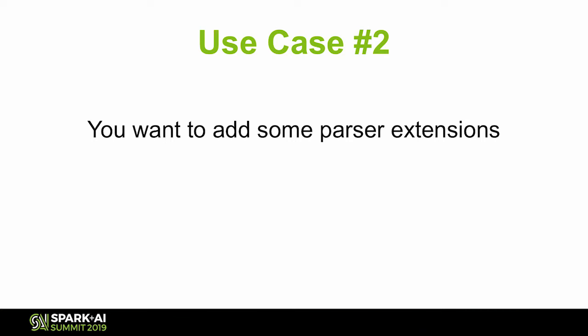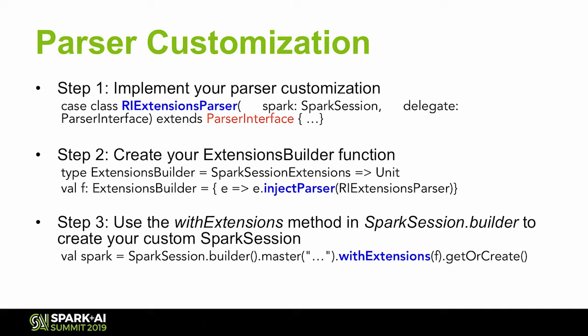So for us, it was to add RI support. We wanted to add DDL statements to support creation of these RI constraints. In order to do this, there are 3 steps again. The first step is you would implement your parser customization. In this case, I have my RI extensions parser that extends the parser interface.